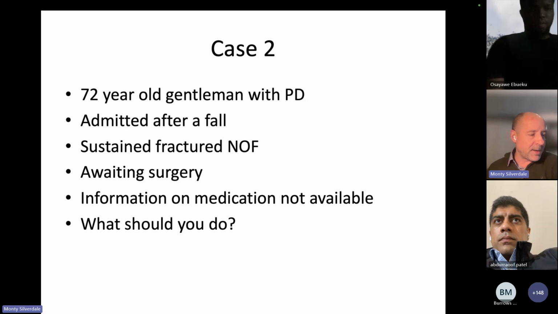This is pretty common, I would think. I think many of you will have been called as a medic down to A&E, or maybe seen these guys in A&E. We just don't know what meds they're on. They've got Parkinson's. They're nil by mouth anyway. So how are we going to manage this chap?